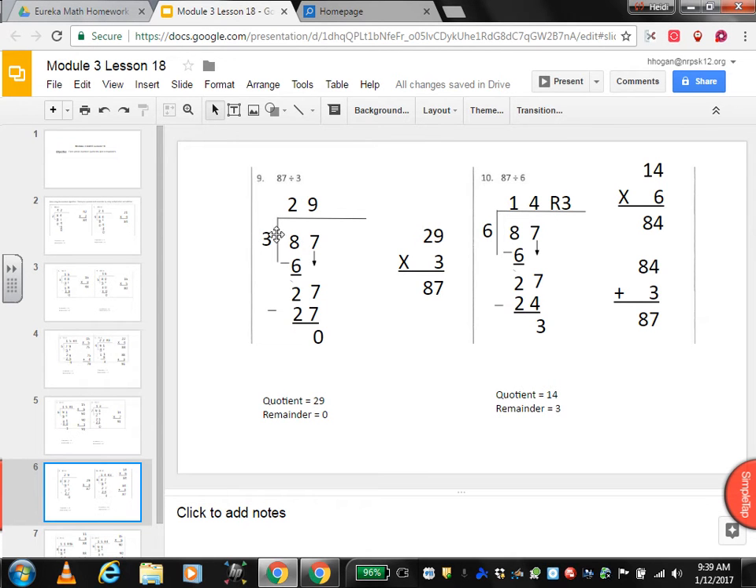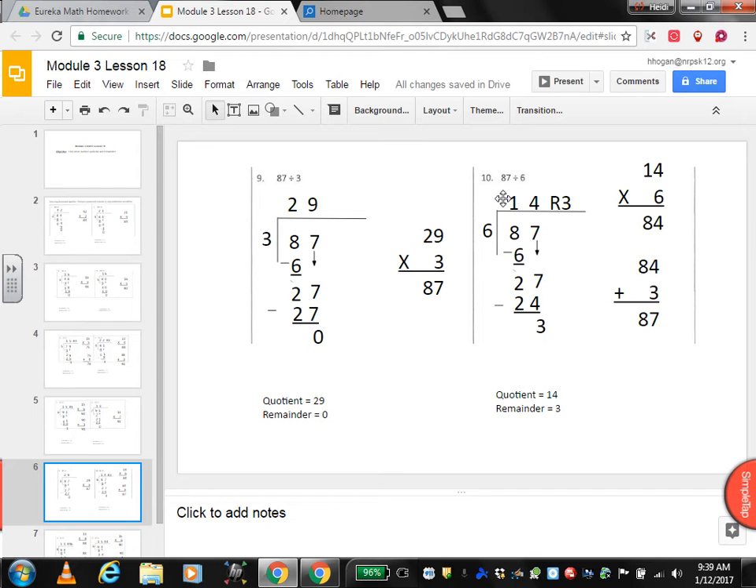87 divided by 3. 8 divided by 3 is 2. Multiply. 2 times 3 is 6. Subtract. 8 minus 6 is 2. Bring down the 7. 27 divided by 3 is 9. Multiply. 9 times 3 is 27. Subtract. And we get 0. So our quotient is 29. Our remainder is 0. Quotient times divisor gives us our dividend. And it does.